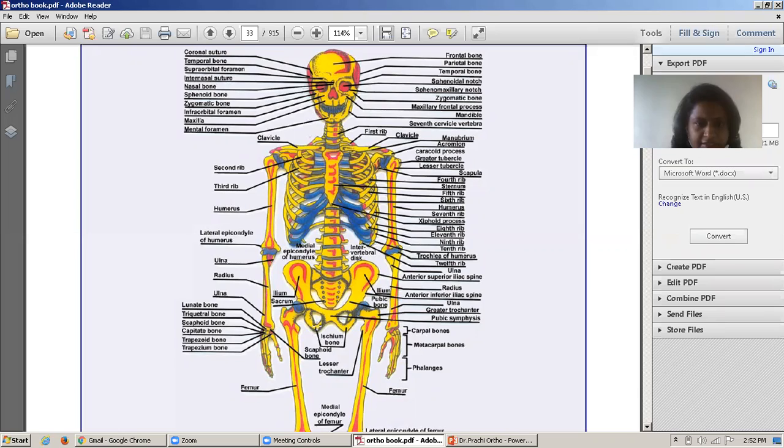And in the pelvis there is an ischium bone, this is the ischium, this is the ilium, this is the sacrum, this is the pubic bone, this is the anterior inferior iliac notch, and this is the femur. In the femur there is a greater trochanter, then this is the lesser trochanter. Okay, this one is the femur. And in the hand there are the carpal bones, metacarpal bones, and the phalanges.